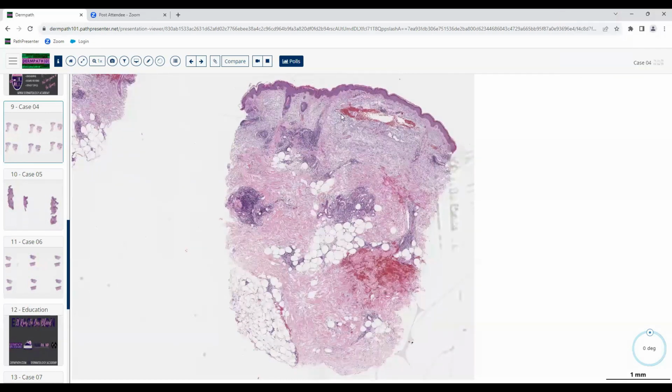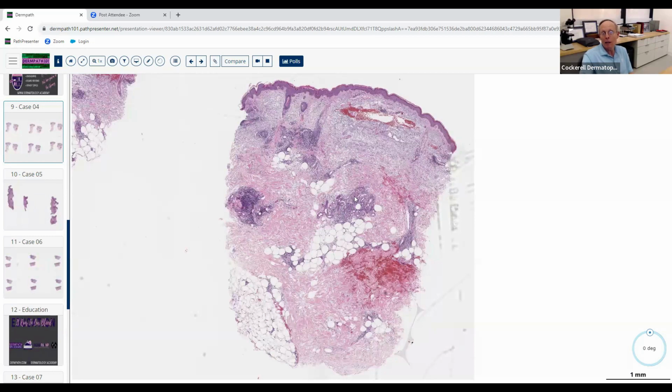I think it's superficial and deep, because it's kind of going around the adipose. You're right. Superficial and deep. Good. Absolutely. Excellent. Correct. What kind of cells are we looking at here at low power?